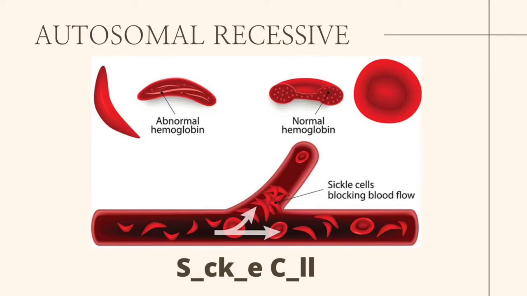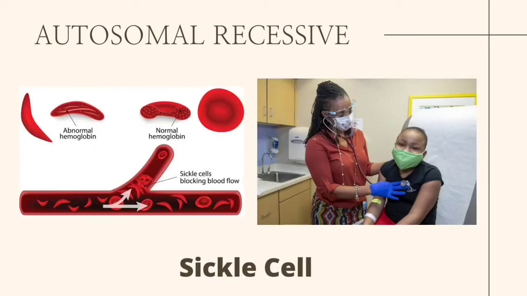Okay, next tayo. We have here an example for the autosomal recessive. So this one is what we call the sickle cell. Okay? Sickle cell. Ano nga ba pag sinabi nating sickle cell? Sickle cell disease is a disorder that affects the red blood cells caused by one mutation. Okay? It is the most common genetic disorder diagnosed worldwide.